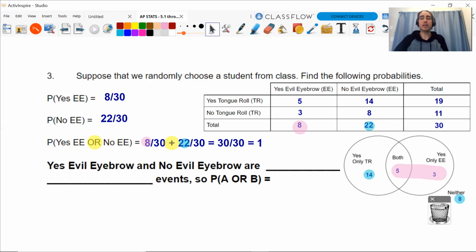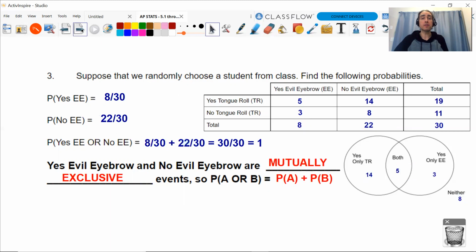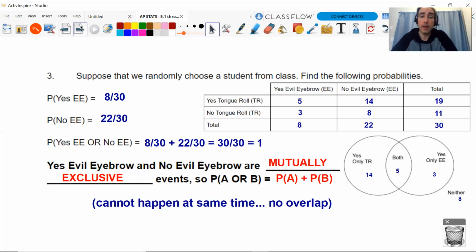So that means these are what we call mutually exclusive, and their probability, the or, A or B, is simply their sum. 8 out of 30 plus 22 out of 30 is 30 out of 30, which is 100%, or 1. They can't happen at the same time. There is no overlap.